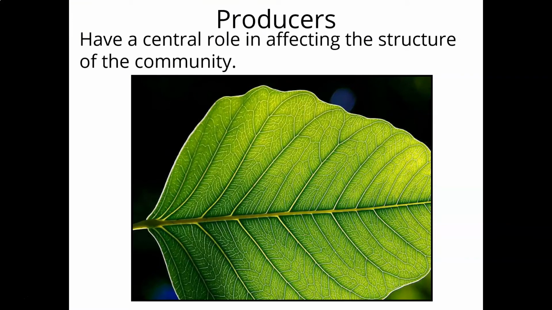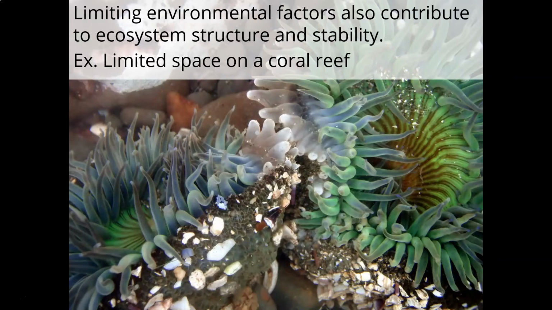Now, one major role of ecosystem stability is measured in how well its producers are doing. As producers, while they are not the main limiting factor, they have a role affecting the structure of the community. Basically, they keep things in check. If there's not enough food, there's not enough food.